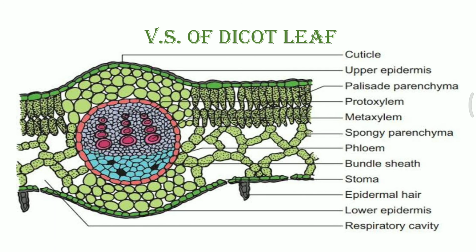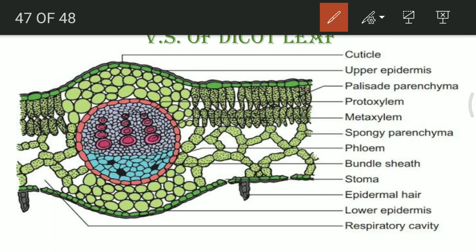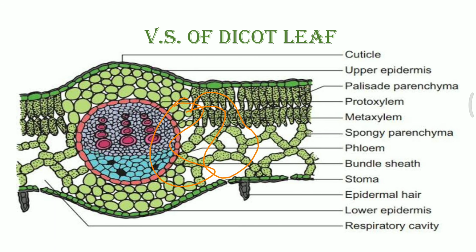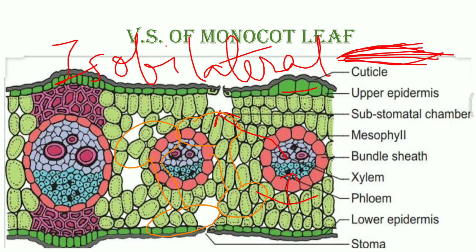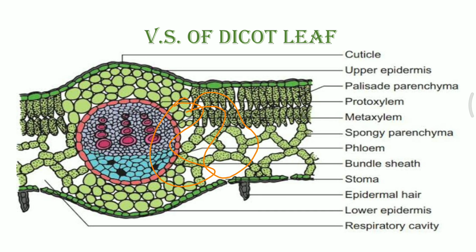One more important thing about stomata in the dicot leaf is the shape of the guard cells. It is kidney shaped. What was the shape of the guard cells in the monocot leaf? It was dumbbell shaped, whereas here it is kidney shaped in the dicot leaf. So please remember these few specifications, and I think it is well understood now.